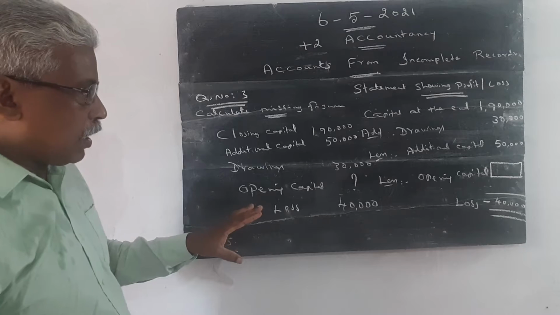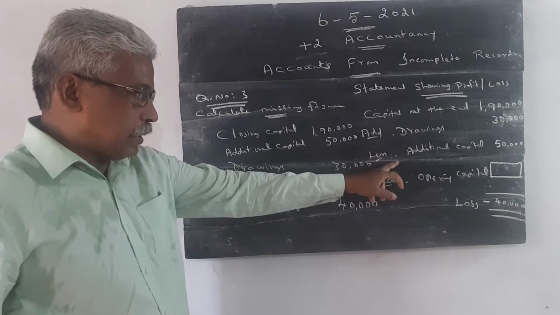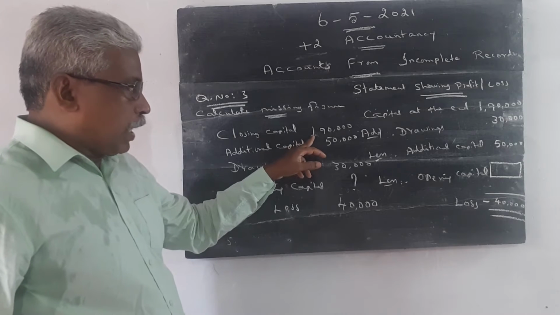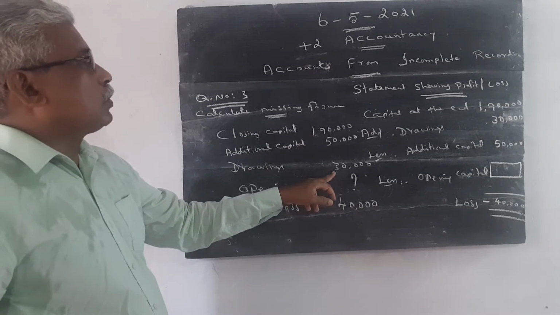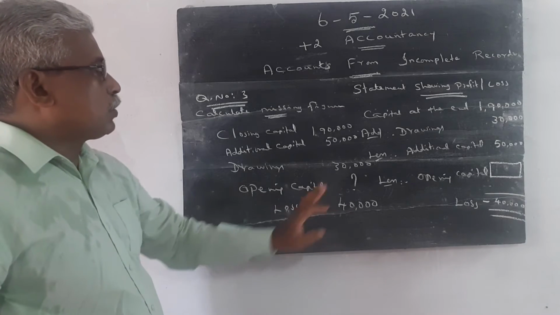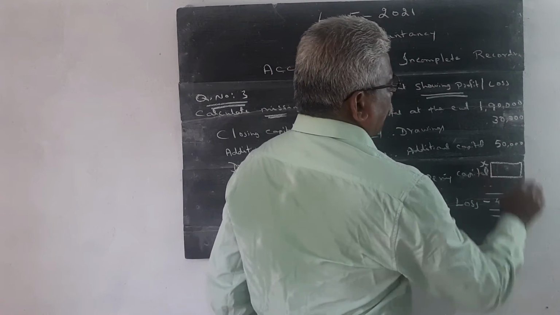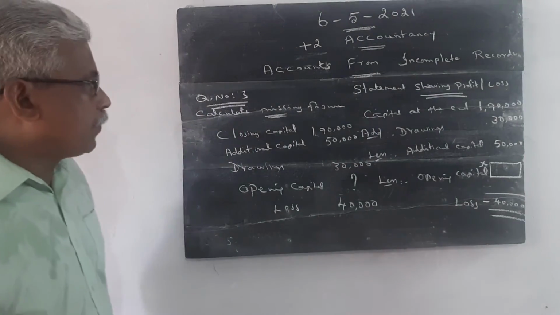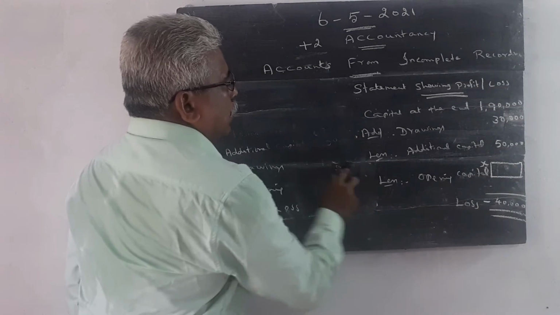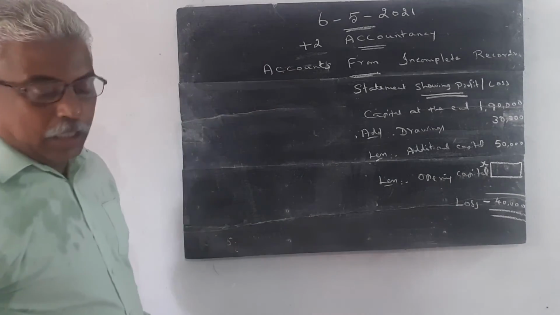The same procedure, we have to write all the given information one by one. Capital at the end, add drawings, less additional capital, less opening capital. Capital at the end is 1,90,000. Add drawings 30,000. Additional capital 50,000. Opening capital we have to find out. Then loss 40,000. Here we can put it as x. We have to calculate the value of x. In the textbook sometimes other methods are used. If you do the problem in another way also you will get marks. But my procedure I want to explain in this way.